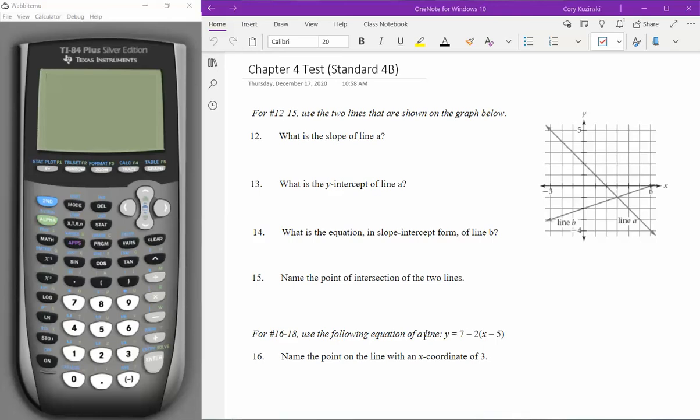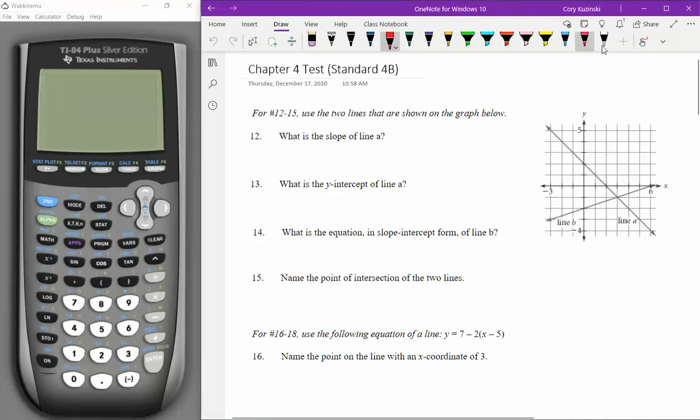Mr. Kaczynski here. Going to go through the second part of the Chapter 4 test, Standard 4B. Here we go. It's kind of lengthy, so let's just get right after it. All right, what is the slope of line A here?